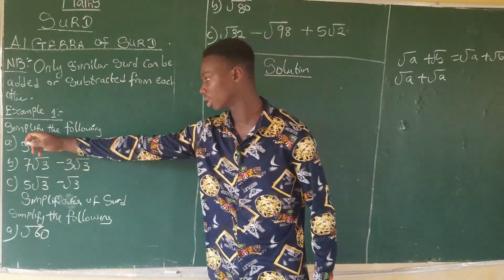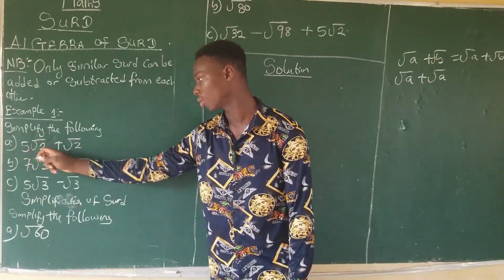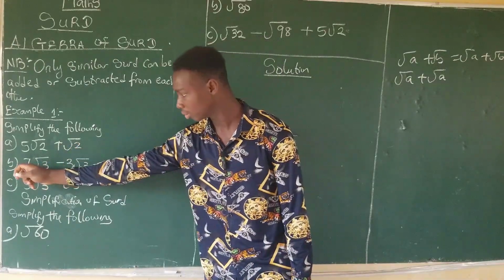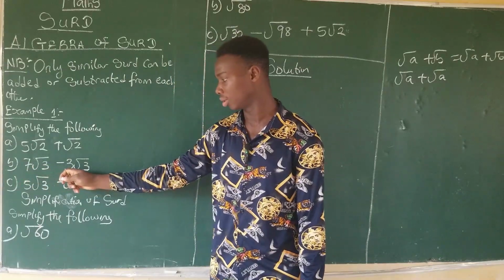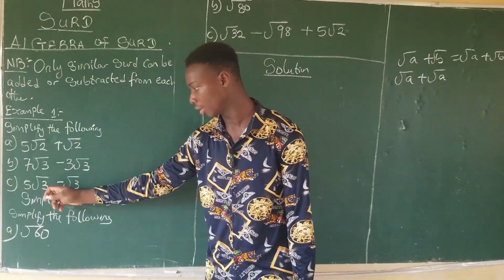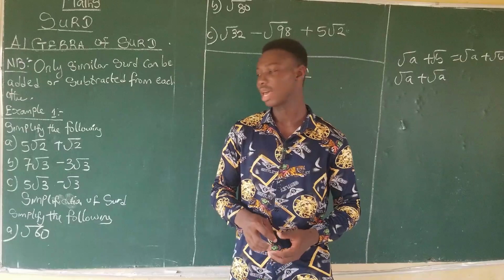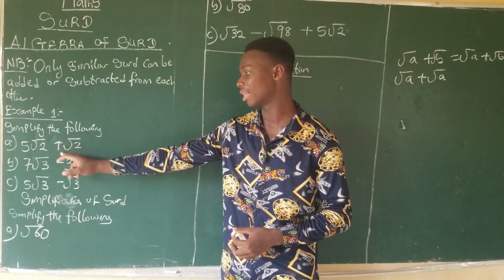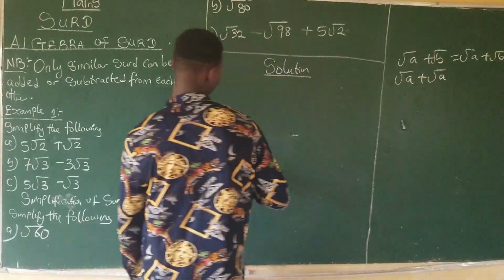We say simplify the following. Question 1 says 5 root 2 plus root 2. The second example, B, says 7 root 3 minus 3 root 3. And the third one says 5 root 3 minus root 3. But one thing you need to know first is that any root that does not have an outside number has an invisible 1. So, solution 1.